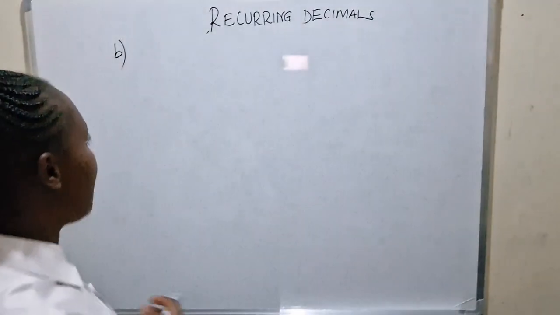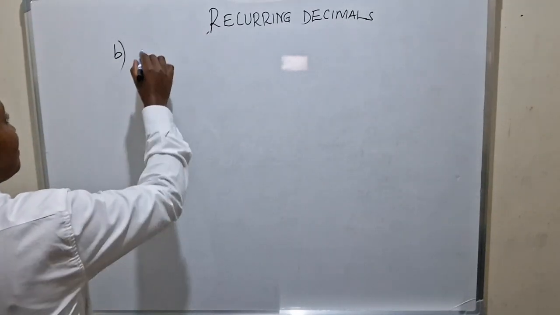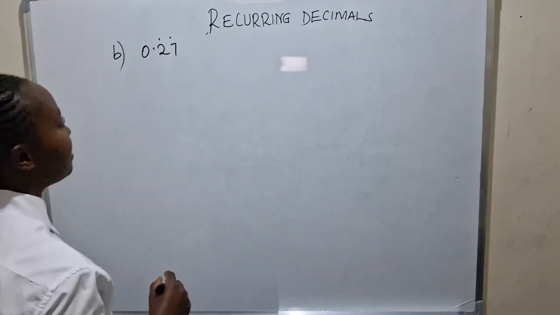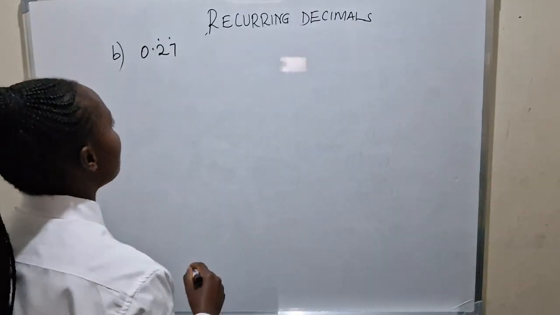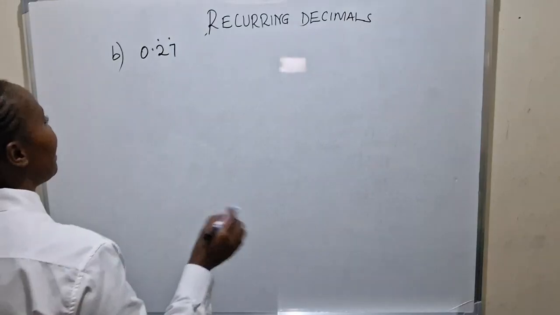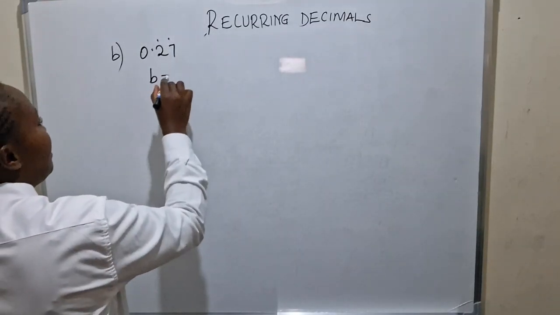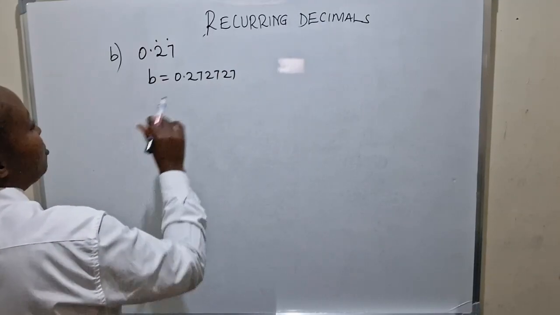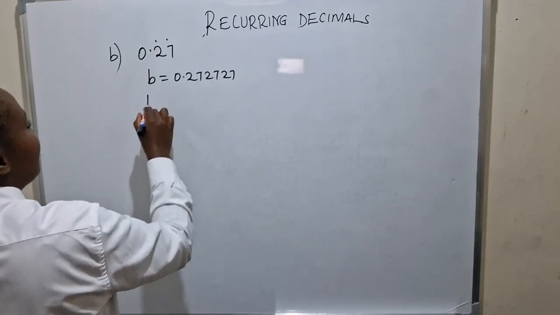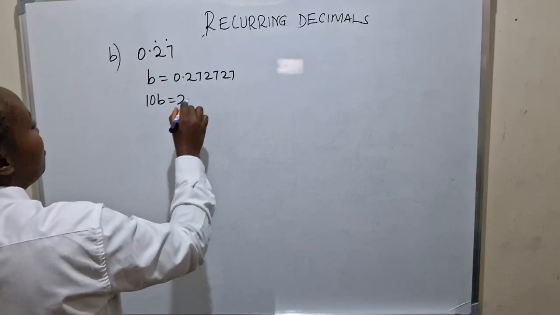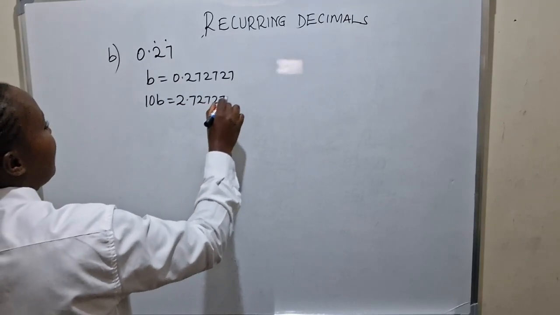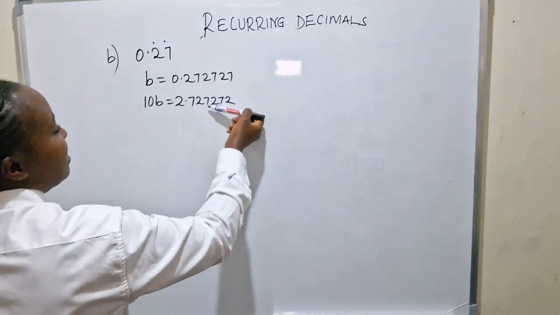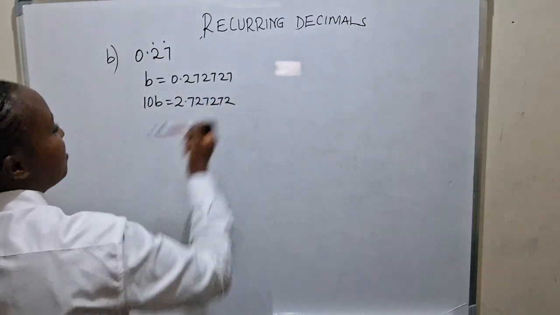So our point B example, assume that we have 0.27 and they are both recurring, okay? You introduce your concept, you can choose any letter, maybe B. So we can say that B equals 0.272727, right? So we multiply by 10 on both sides and we get 10B equals 2.727272. We cannot subtract this number because it's not the same as this one. This one is 0.72, this one is 0.27.